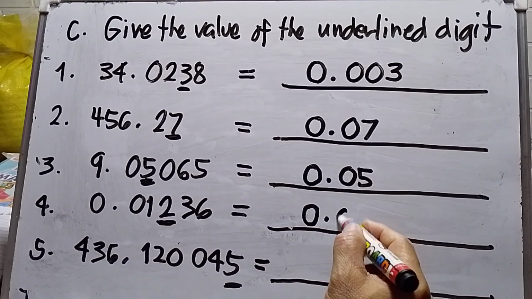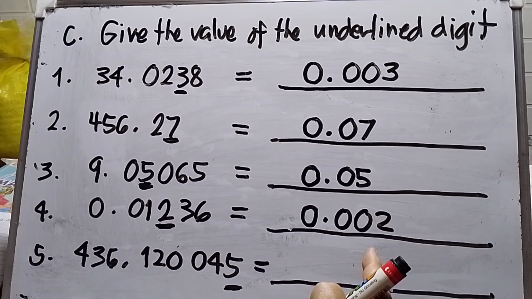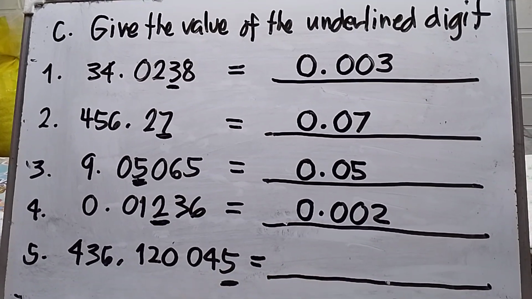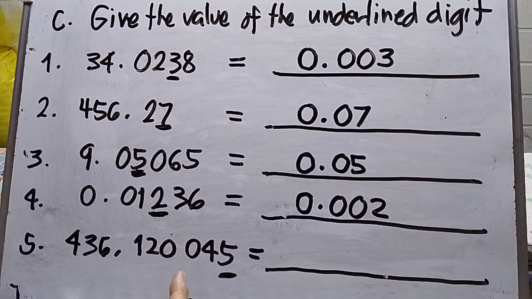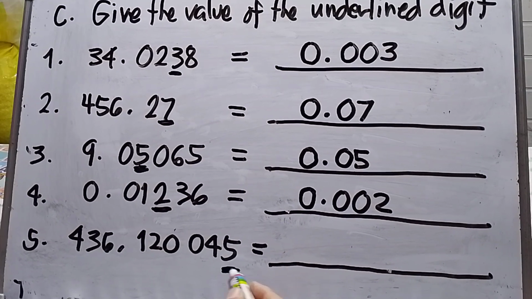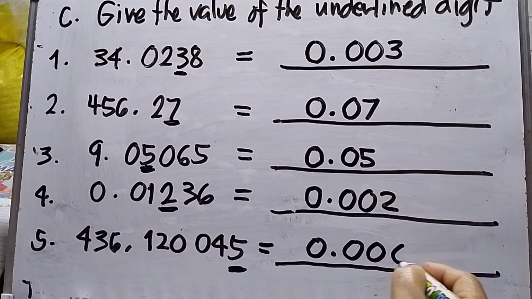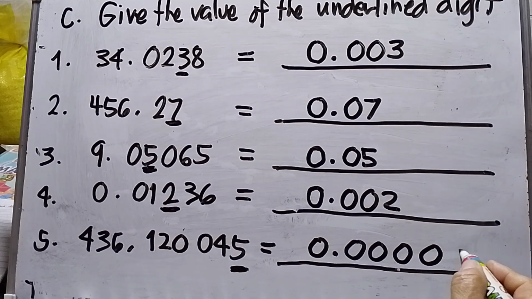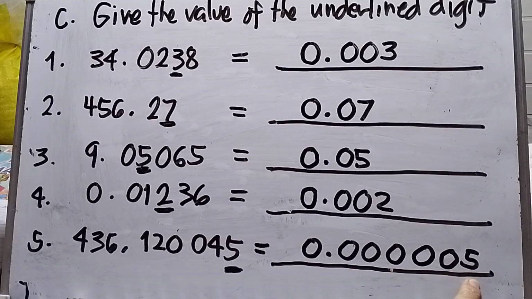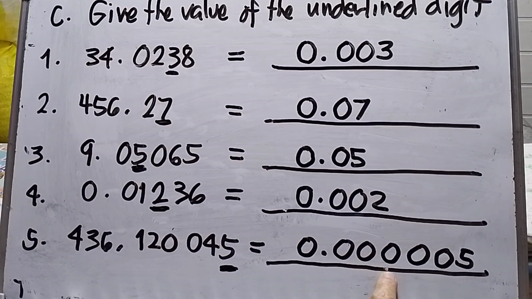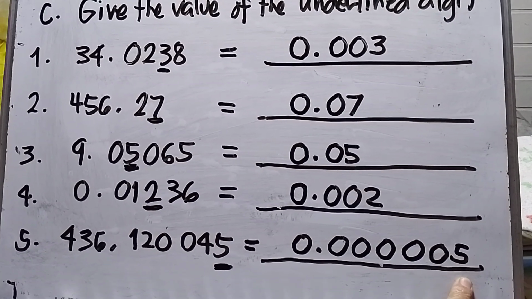Then for number 4: 0.01236. The underlined digit is 2. Again, in formal form, it will be 0.002. To read this in place value, this is 2 thousandths. Then number 5: 436 and 120,045. The underlined digit is 5, the last digit. So this will be 0.000005. Let me count: 1, 2, 3, 4, 5, and then the last is 5. How do I read this one? Tenths, hundredths, thousandths, ten-thousandths, hundred-thousandths, millionths. So this is 5 millionths. Okay, that's all for today's topic.